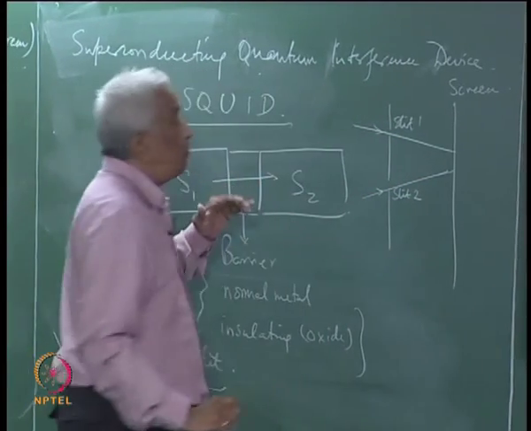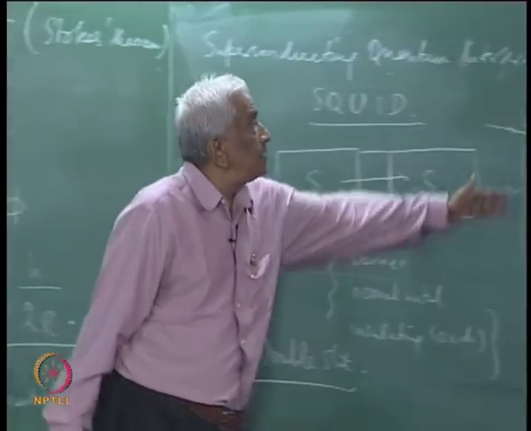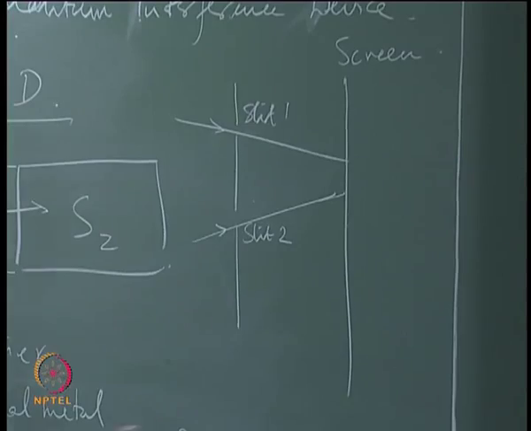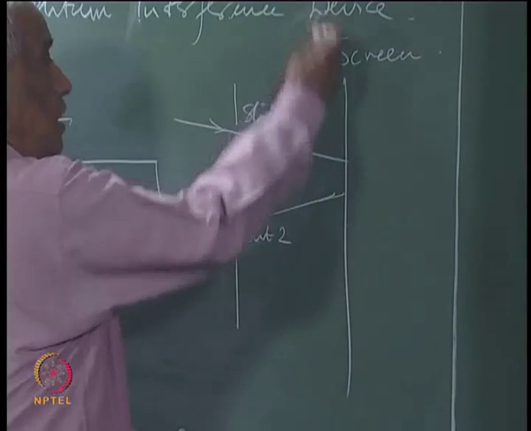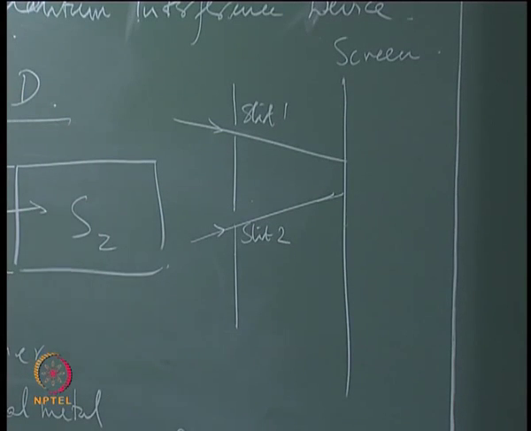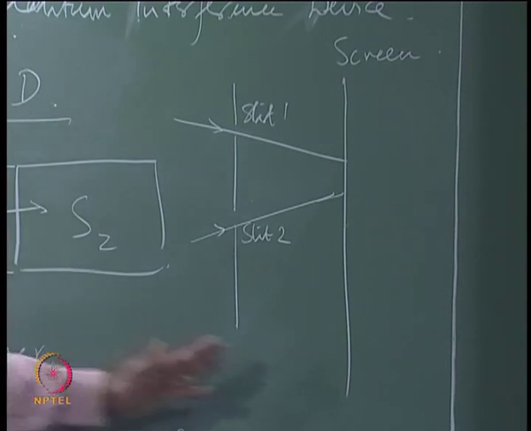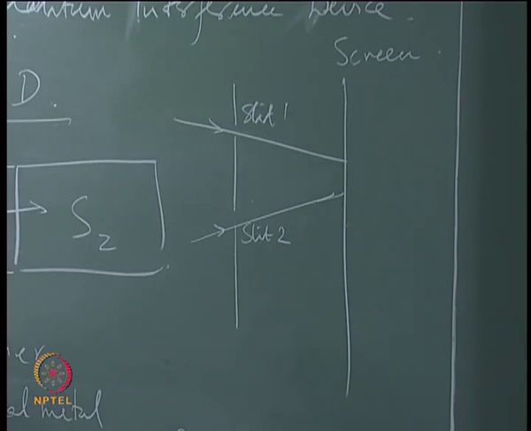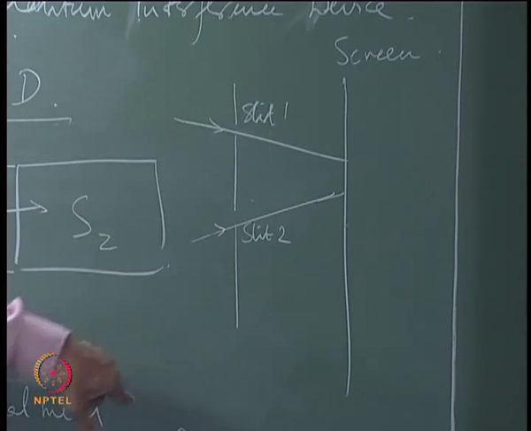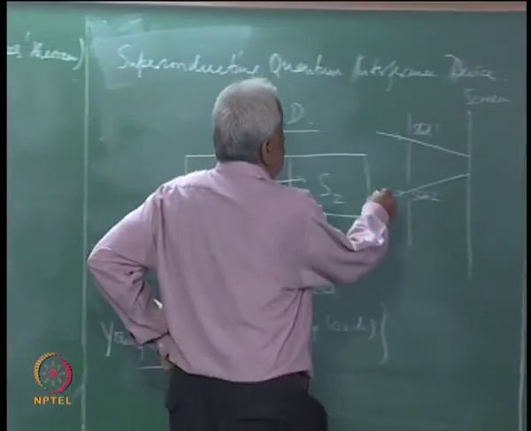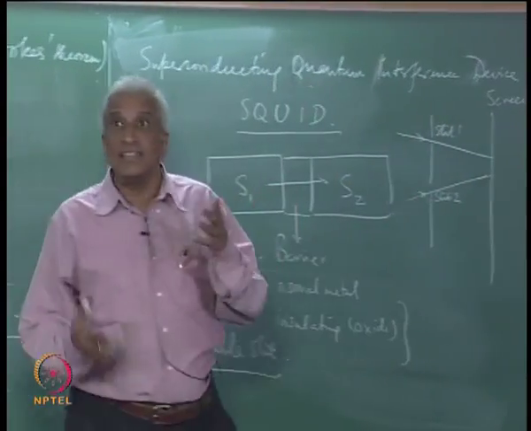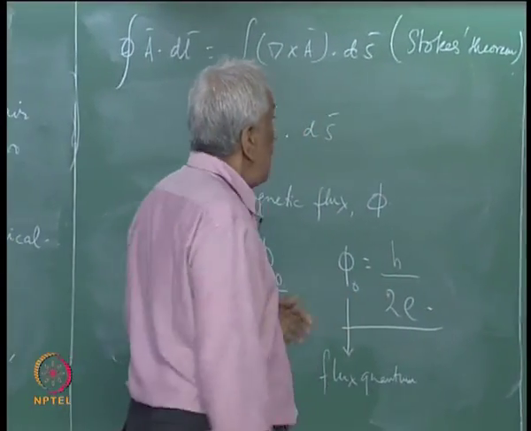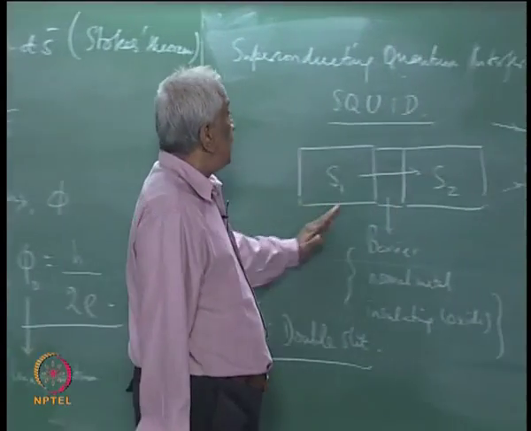and coherent light is passed through this, and the waves are allowed to interfere constructively on the screen, and the intensity distribution here is measured. The intensity distribution is a function of the phase difference between these two waves which go through the two slits. So, this is the essence of the Young's double slit experiment. We have a complete analog of it.